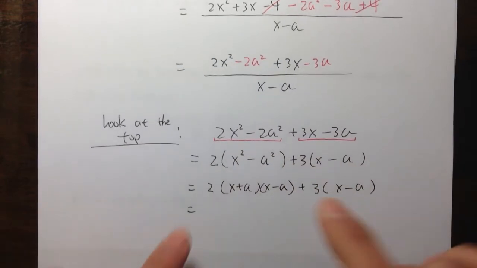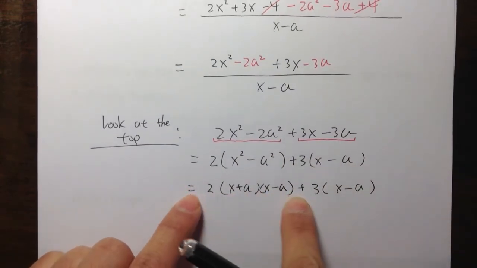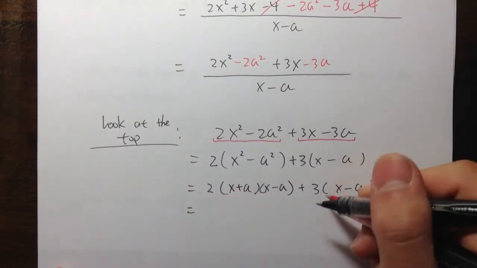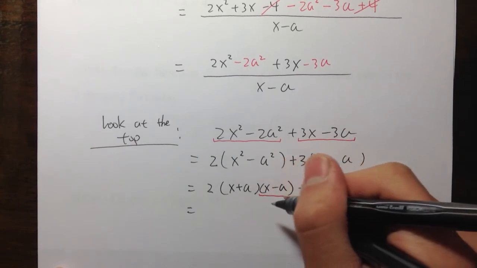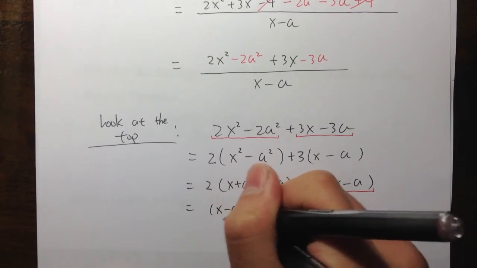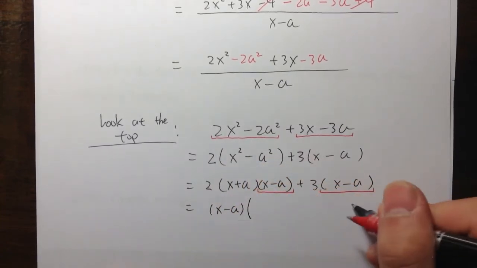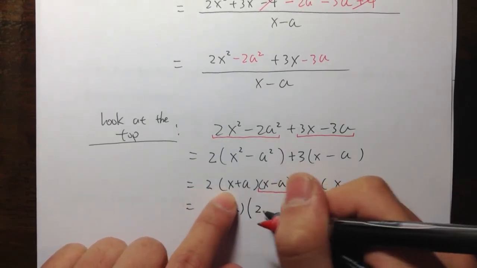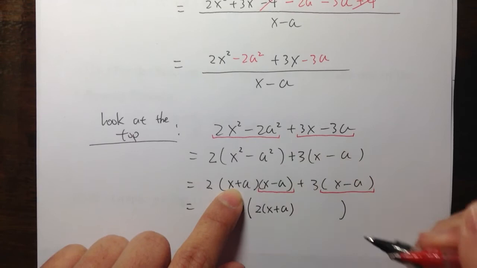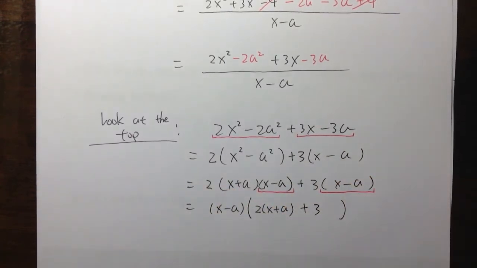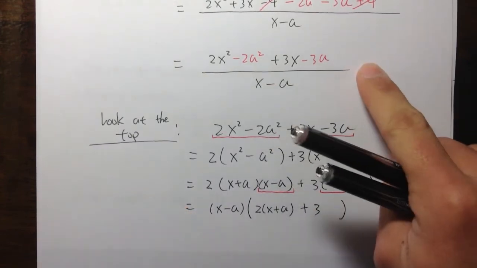Then notice that we have the first part separated by addition from the second part. But these 2 parts both have the factor x minus a in common. So I can factor that out. x minus a on the outside. Then let me put a bigger size parentheses. For the first part, I will get 2 with x plus a in the parentheses. The second part, I have plus 3. So that's it. That's the factor of the top. This is what we are going to use for the top.